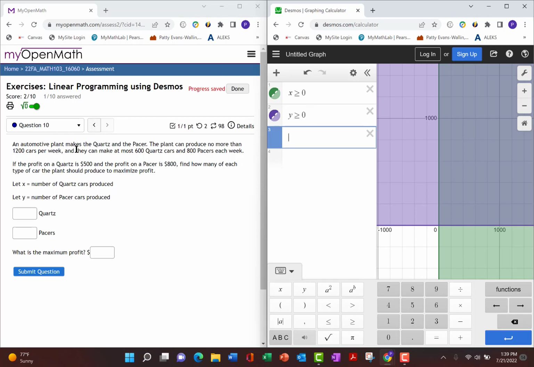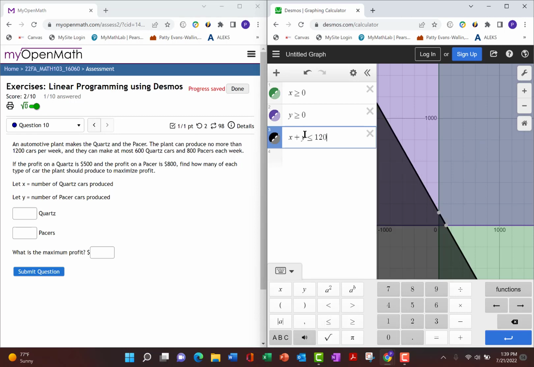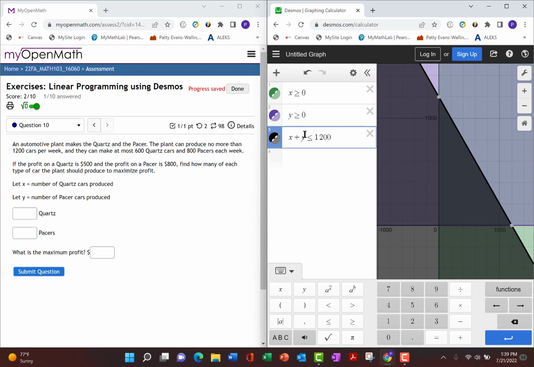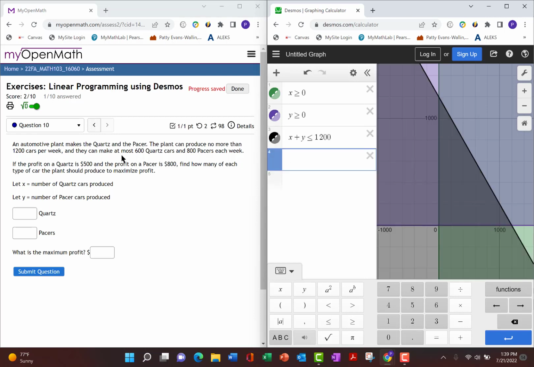An automotive plant makes the quartz and the pacer. The plant can produce no more than 1,200 cars per week. So what that means is when we add together the quartz and pacer cars, add together the X plus the Y, it has to be less than or equal to 1,200. They can't make any more than that. All right, let's move on to more.